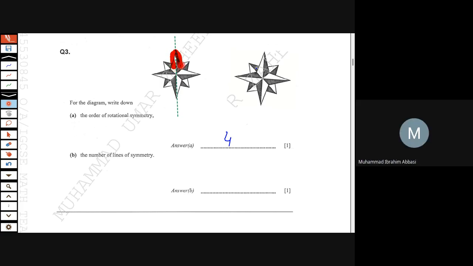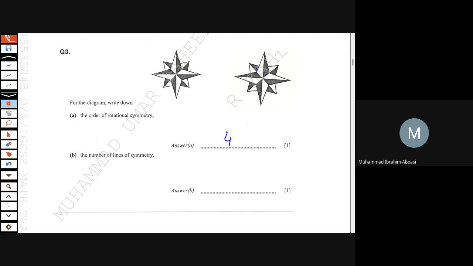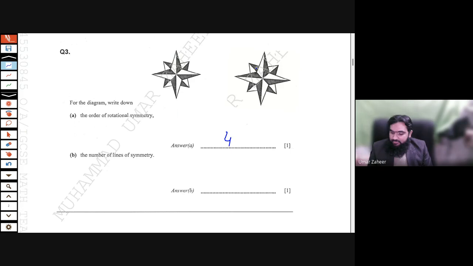Now, two on the side and two diagonal. No, I'm saying that it is black here and on the other side it is white, right? So they are not the same. So this line is not a line of symmetry. Wait, so the color matters? Yes, sir, 0. Yes, Yasir, you are right. It is 0.